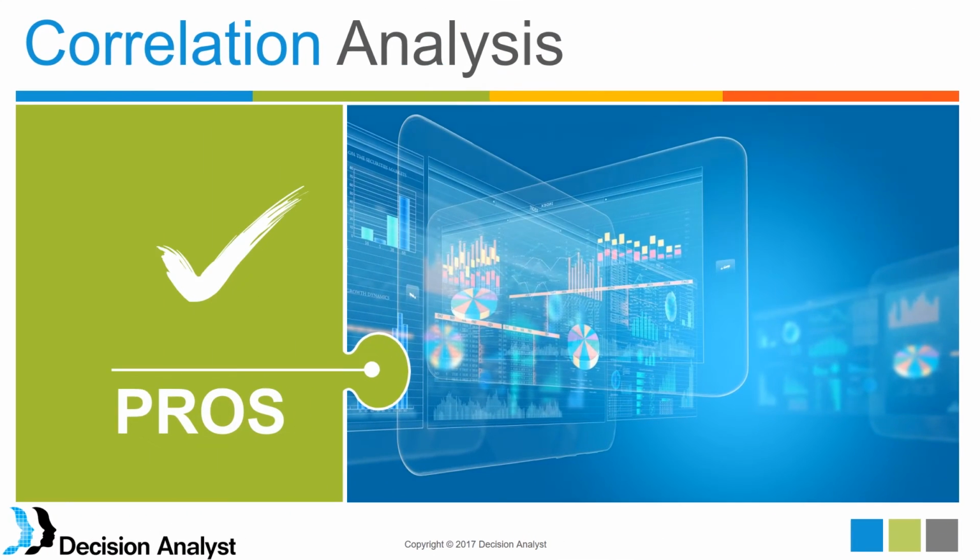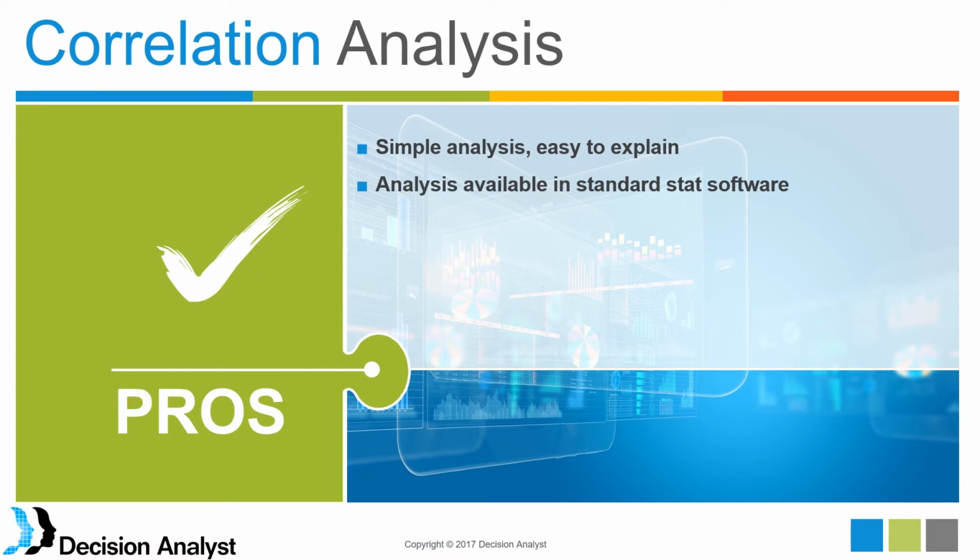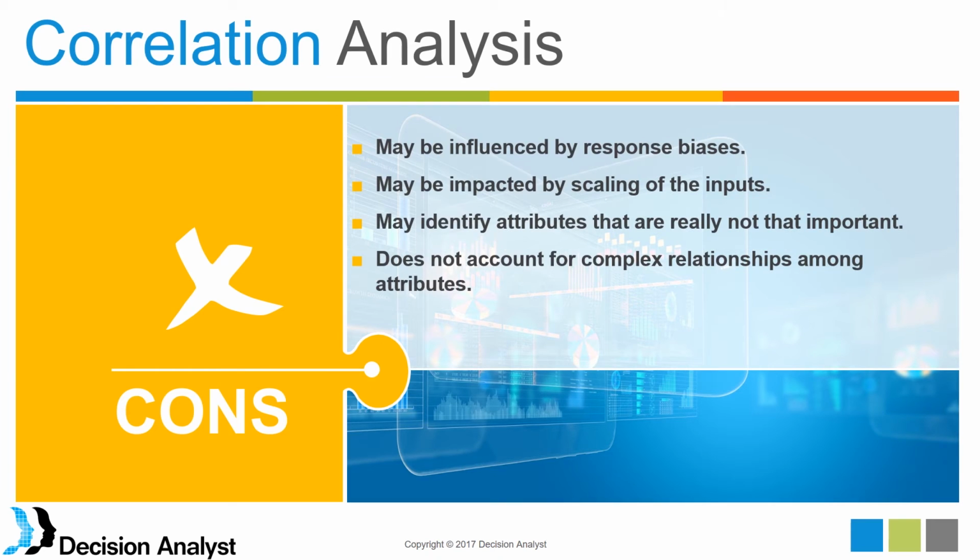So there are some advantages to this technique. It's relatively simple once you understand the direction of the relationships and the correlation values. It can be explained fairly easily, and it really is available in a lot of statistical packages. You can even run a correlation analysis in Excel if you so desire. The cons, well, it's still a ratings-based technique.